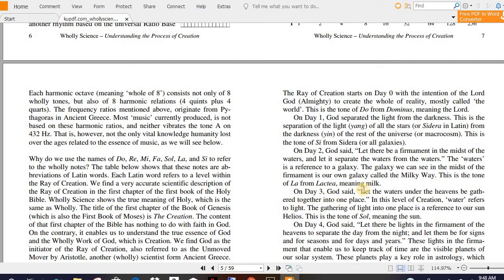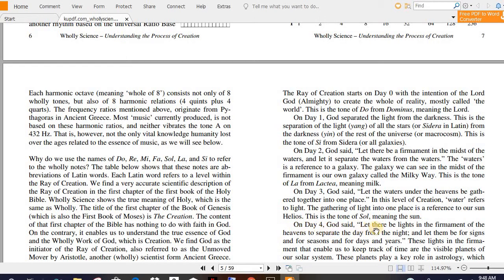On day 3, God said, let the waters under the heavens be gathered together into one place. In this level of creation, water refers to light. The gathering of light into one place is a reference to our sun, Helios. This is the tone of Sol, meaning the sun.